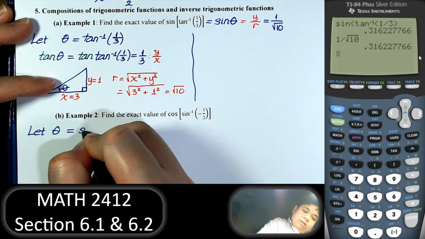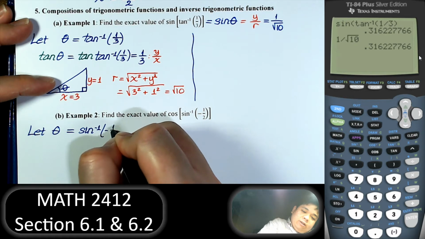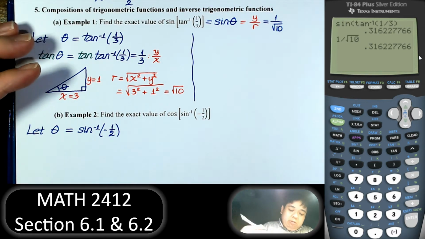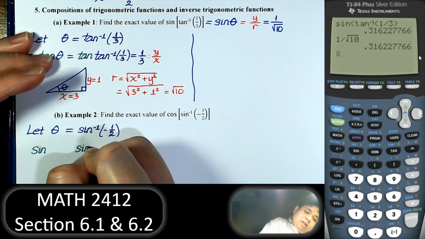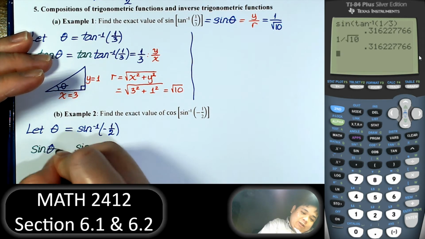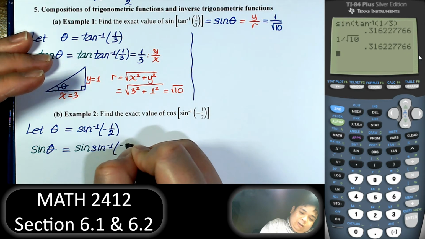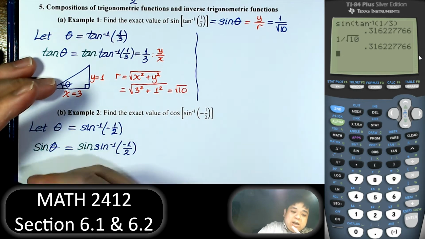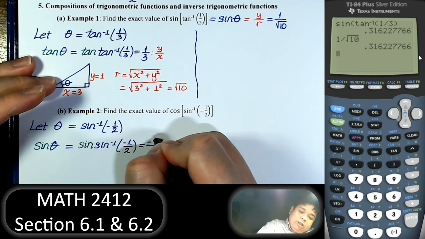Let theta be the sine inverse of -1/2. How do we get rid of the inverse? The function will cancel the inverse if it exists. That cancels out. Of course, that equals -1/2.